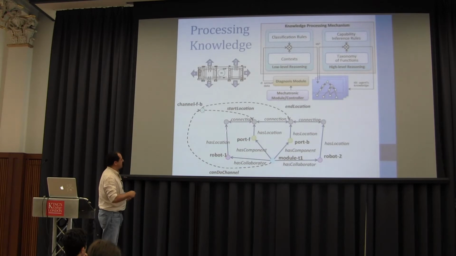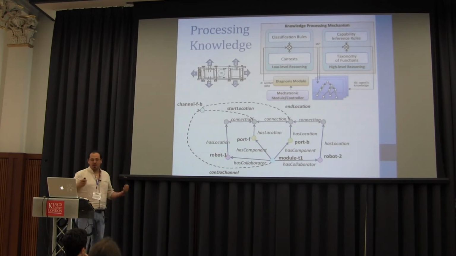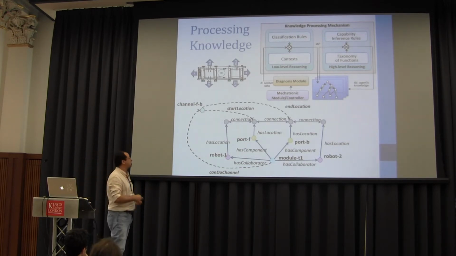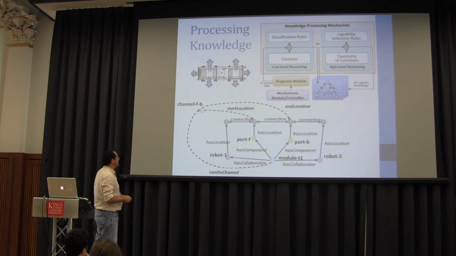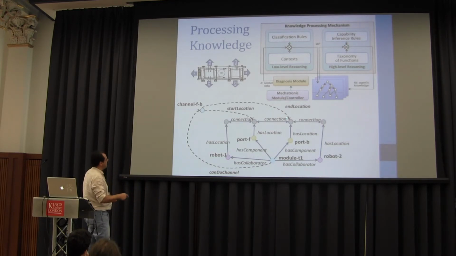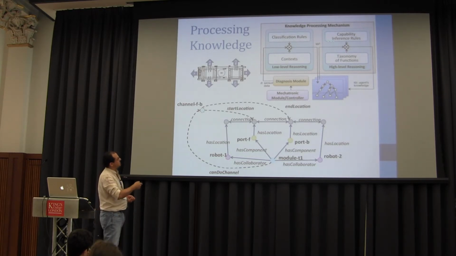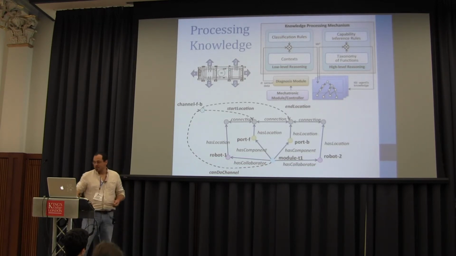So this is just a very small excerpt of the actual knowledge base that we developed for the transportation module in the pilot plant, and the dotted arrows are basically the relations inferred by the knowledge processing mechanism, in particular in the second step, in order to elicit this information about the possibility to perform the channel from the port F to the port B, so using the main conveyor to make this kind of transportation.